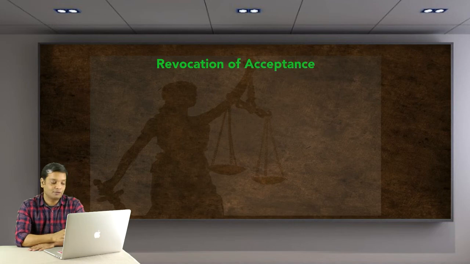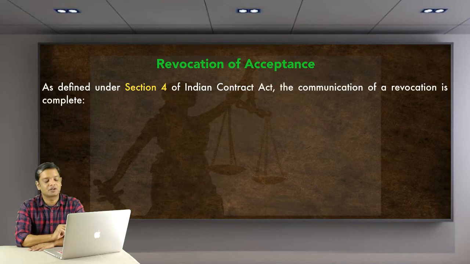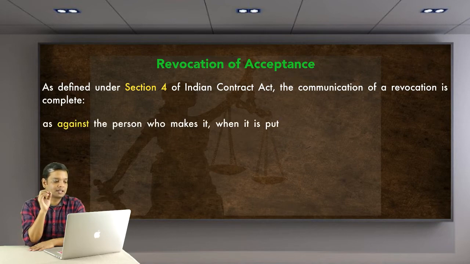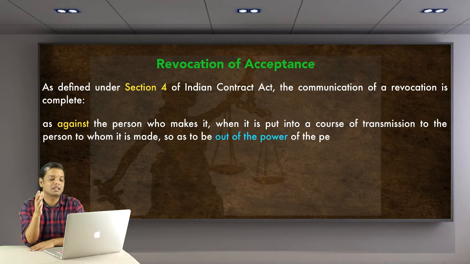So next topic is of course revocation of acceptance. As per Section 4 of the Indian Contract Act, the communication of a revocation is complete as against the person who makes it when it is put into a course of transmission to the person to whom it is made, so as to be out of the power of the person who makes it.